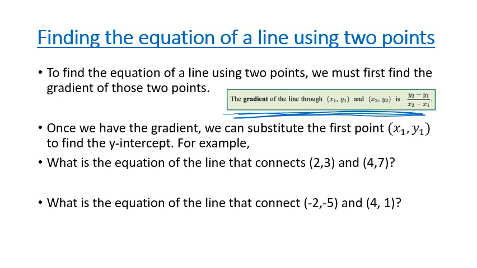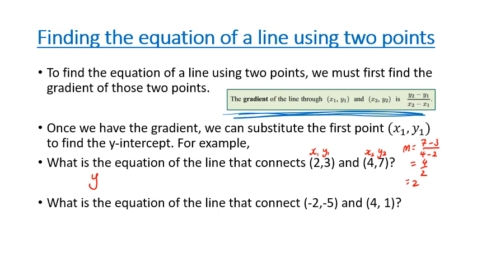First one says, what is the equation of a line that connects (2, 3) and (4, 7)? So remember, x1, y1, x2, y2. Gradient is y2 take y1 over x2 take x1, which becomes 4 over 2, which is 2.